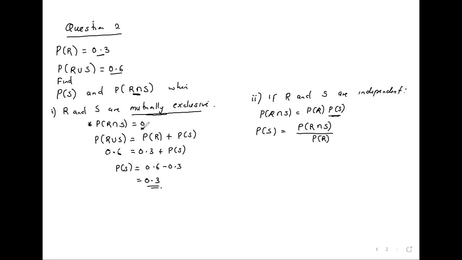And they are still mutually exclusive, we want to find the probability of S. So since the intersection is 0, it won't appear in the formula of the union, R union S. And then you take R to the other side, you remain with P(S). Probability of S is 0.6 minus 0.3.